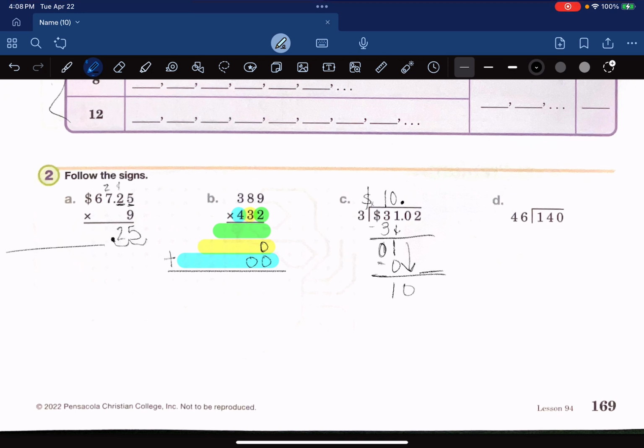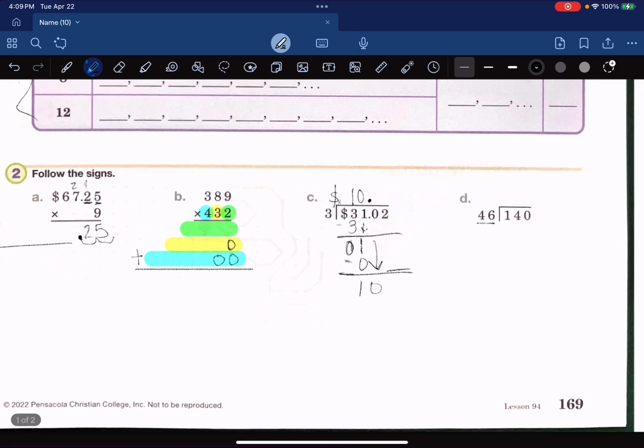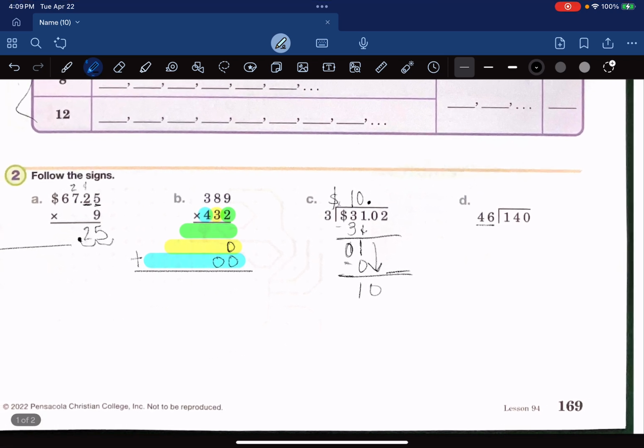On D, we have a 2-digit number, so in order to estimate how much you're going to multiply by, we're going to round 46. Which 10 does 46 most closely round to? Hopefully you were thinking 50, so that means I can skip count by 5s and then add my zeros.